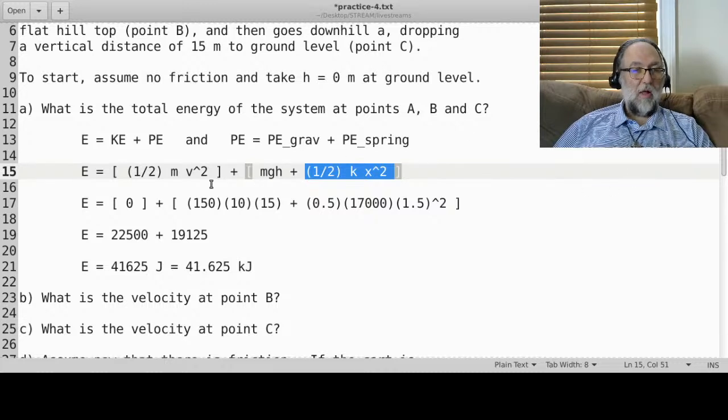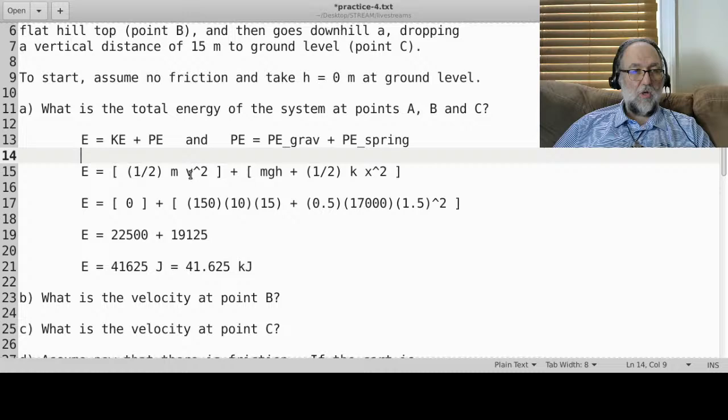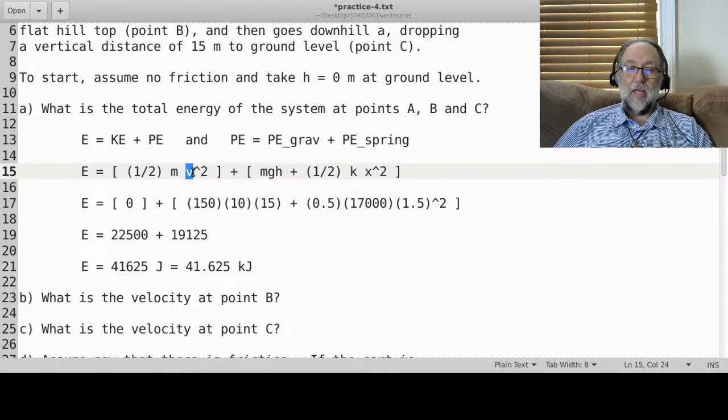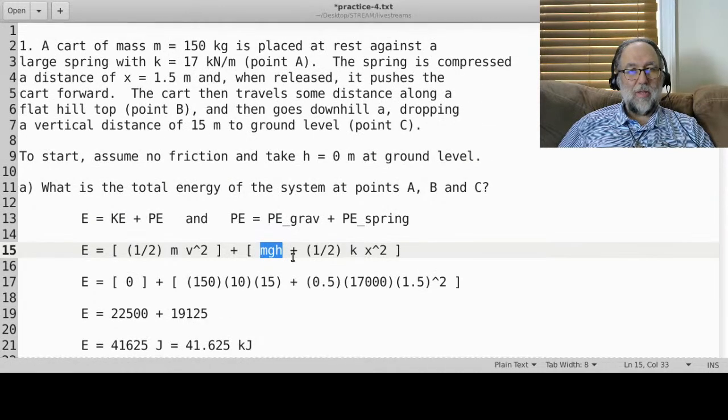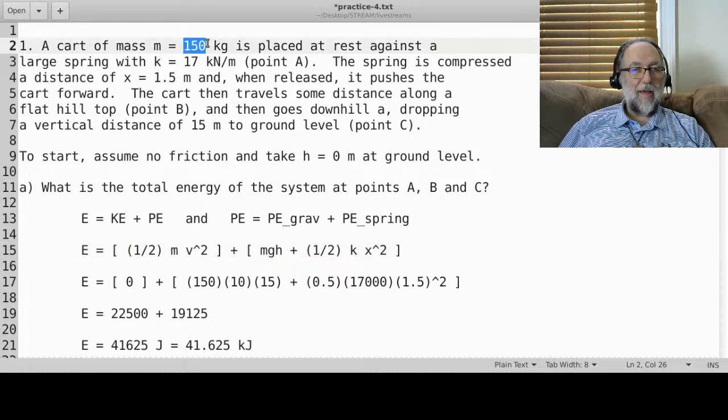We have to just be careful because some of the things I gave you up there were not MKS. Okay, so the velocity is 0, because it's squished up against the spring, but it's not moving yet. So here it is. Here's the kinetic energy, and that's 0. All right, mgh. Well, let's take a look here. The mass is 150 kilograms, and there it is there.